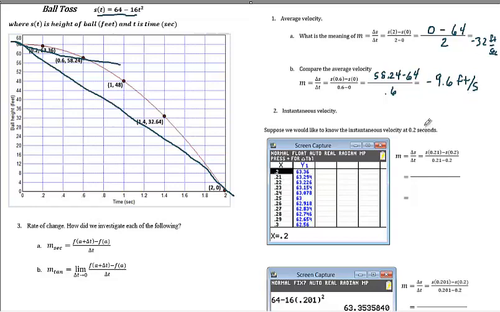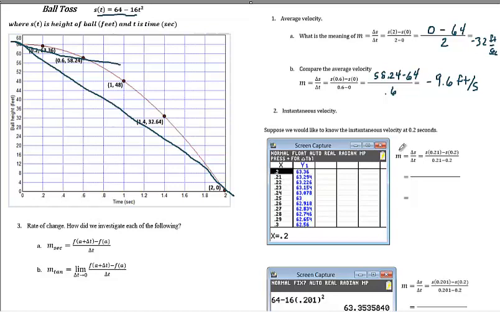All right. This average velocity is computed using what we call a secant line. A secant line is just a line that goes through the function in 2 points. For instantaneous velocity, we're looking more at something called a limit. That's the whole reason why we did limits.